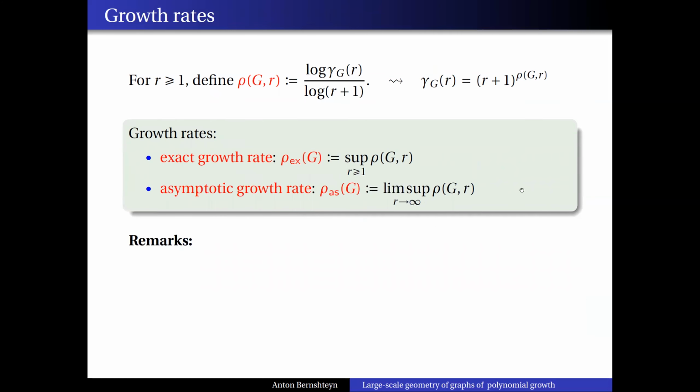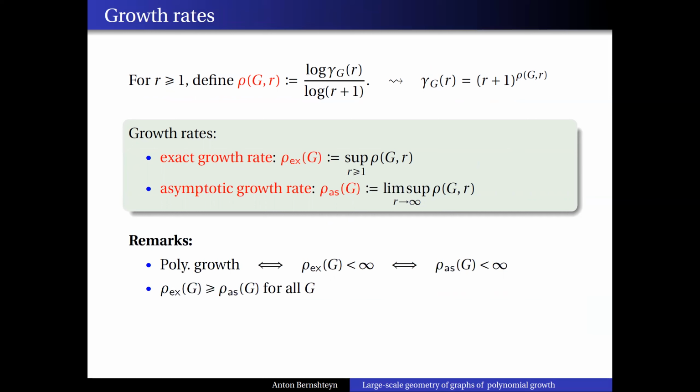Here they're repeated. Just a few quick remarks. Saying that the graph is of polynomial growth is the same as saying that the exact growth rate is finite, and the same as saying that the asymptotic growth rate is finite. The relationship between these two growth rates is that the exact one is by definition always at least as large as the asymptotic one, and in principle it can be arbitrarily larger. If the asymptotic growth rate is finite, the exact growth rate is also finite. But other than that, there is nothing we can say.